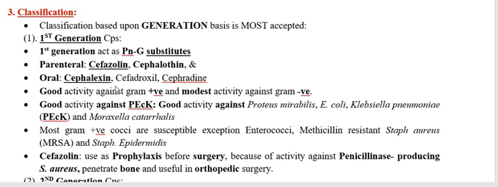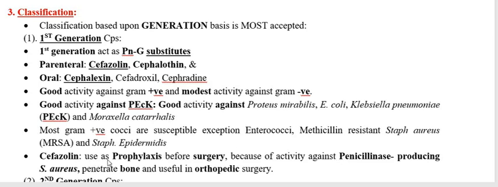So all the first generation cephalosporins like cefazolin and cephalexin are to be used. Why did we write about cefazolin here? Because it is given parenterally. We use it as a prophylactic measure before surgery. This drug is also important because bacteria that are resistant to penicillin may become susceptible to the first generation cephalosporin.